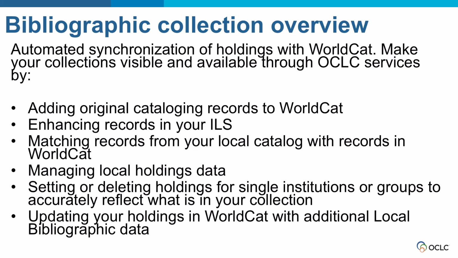an automated process. This process makes your collections visible and available through OCLC services by adding original cataloging records to WorldCat, enhancing records in your ILS, matching records from your local catalog with records in WorldCat, managing local holdings data, setting or deleting holdings for single institutions or groups to accurately reflect what is in your collection, and updating your holdings in WorldCat with additional local bibliographic data.